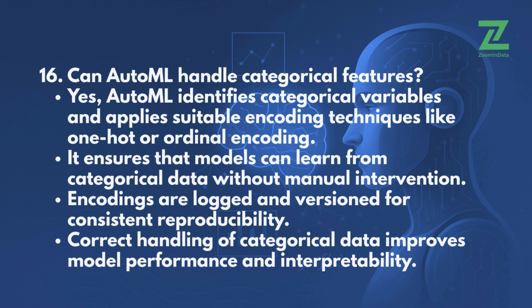Can AutoML handle categorical features? Yes. AutoML identifies categorical variables and applies suitable encoding techniques like one-hot or ordinal encoding. It ensures that models can learn from categorical data without manual intervention. Encodings are logged and versioned for consistent reproducibility. Correct handling of categorical data improves model performance and interpretability.